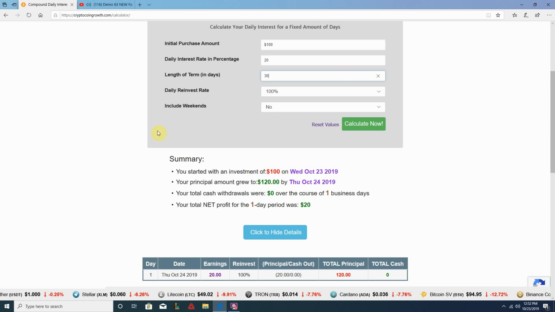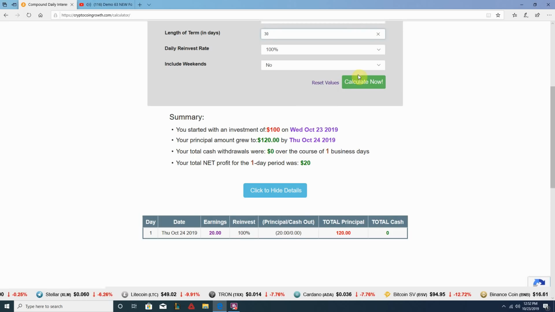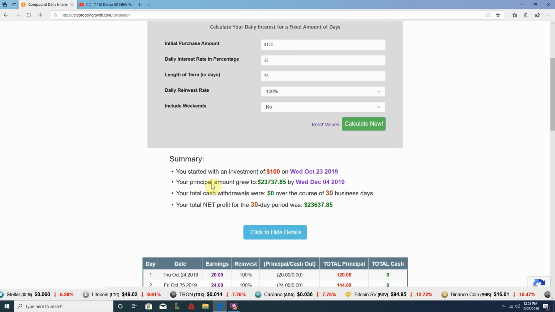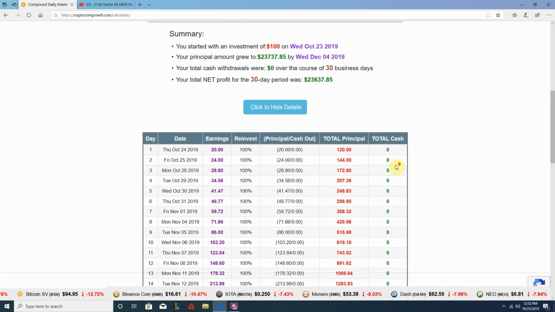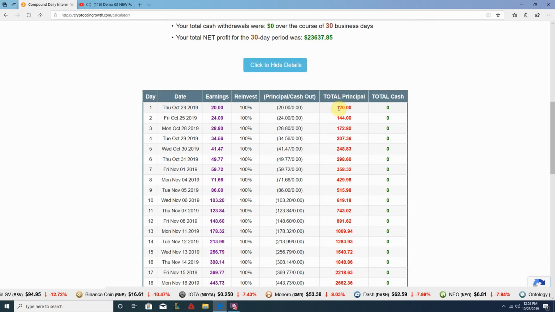So let me show you more about the compound daily. Okay. So if you started with $100, okay, the principal you grew is $23,000 on your 30th trade. You would have made $23,000. Okay. This is reinvesting 100%. So you take your $100, you make your account, and this is what it is. So the first day you make $20. The second day you make $24. The third day you make $28.